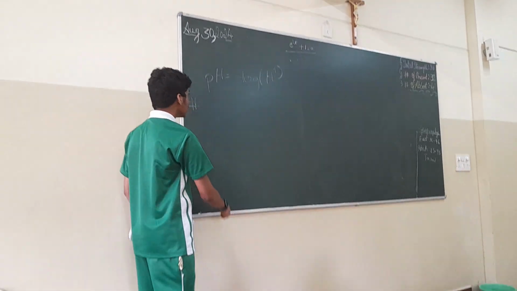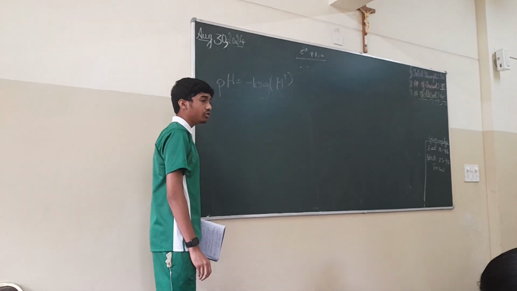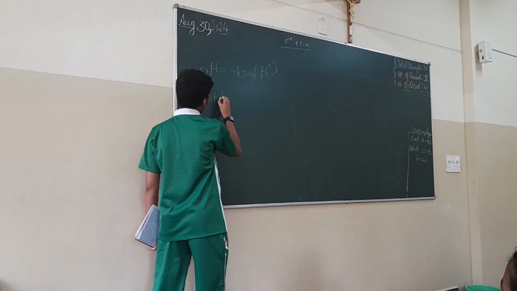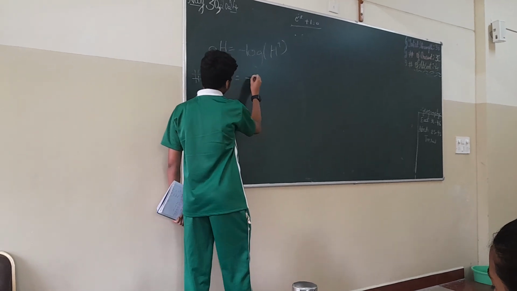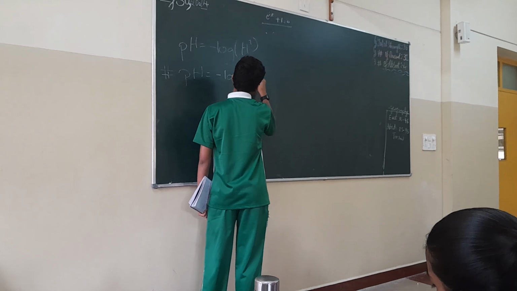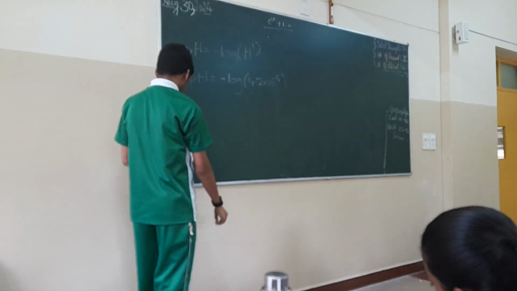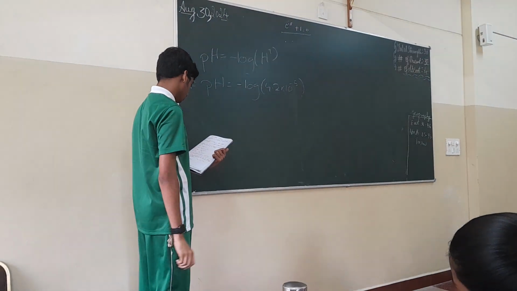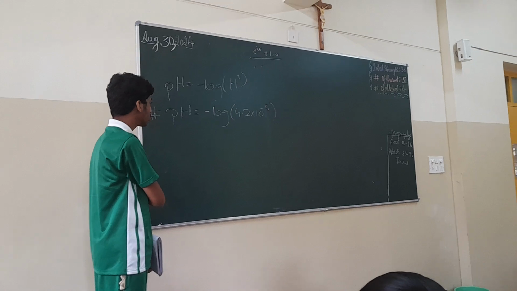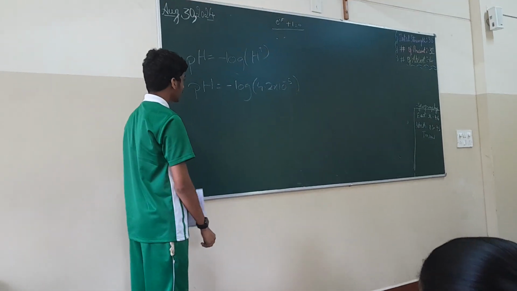Class, attention. The H value is already given, that is 4.2 into 10 power negative 5. pH is equal to negative log 4.2 into 10 power negative 5. Now use log of m into n is log m plus log n. You can use that here. What is the base, children, here? 10. The base is implied.